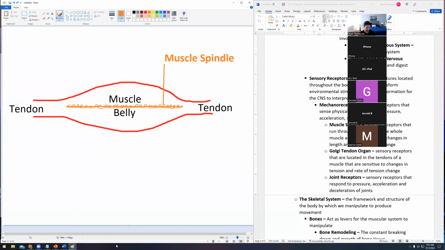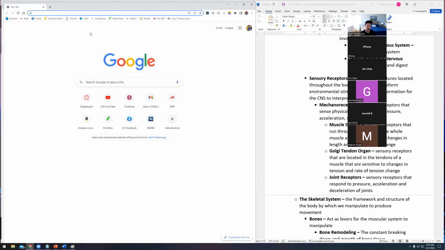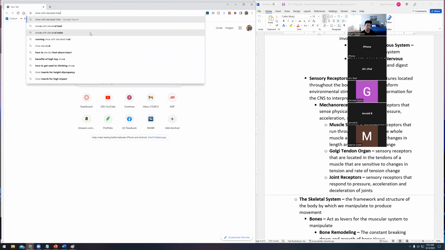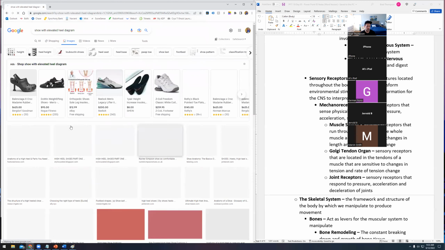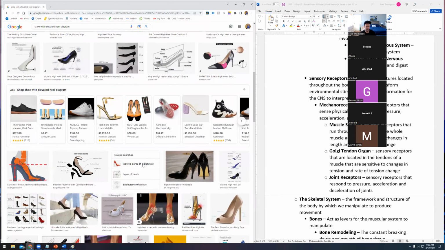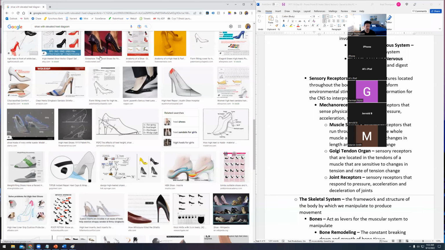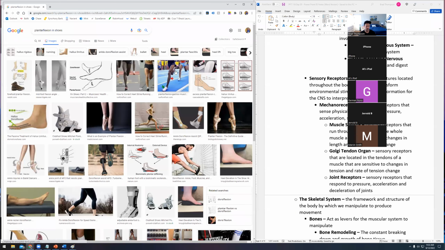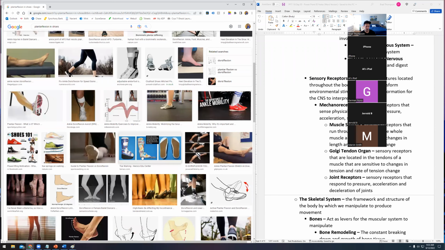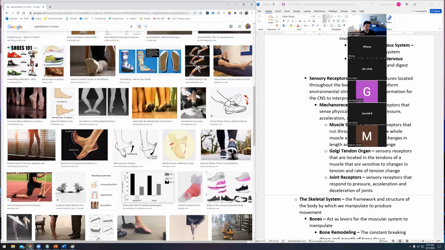Let me see if I can find a picture of that as a visual reference. Well, okay, that's not really working very well. I'm not finding what I want.